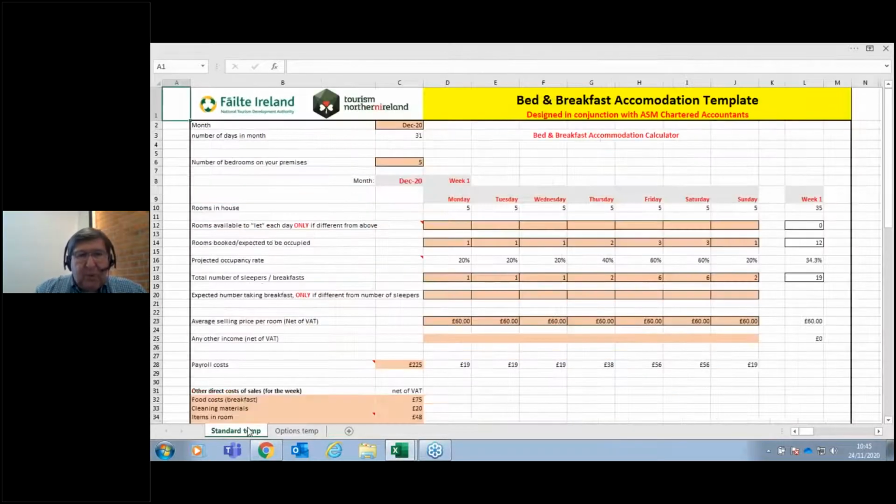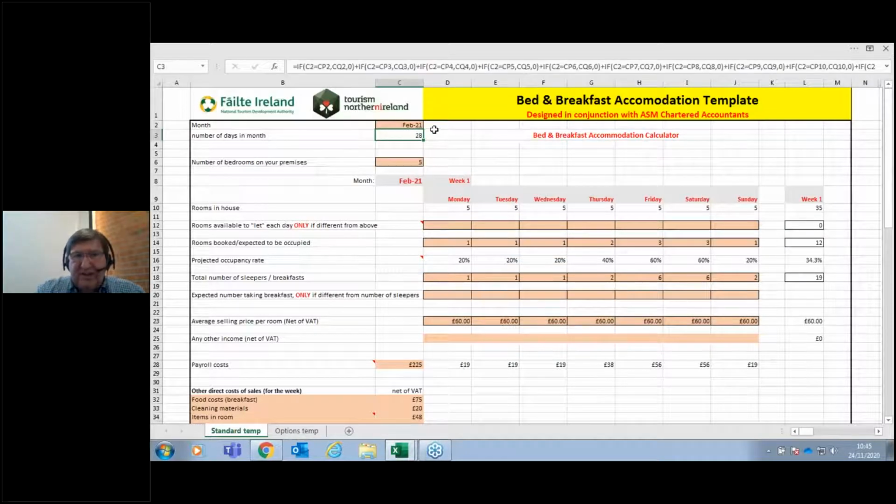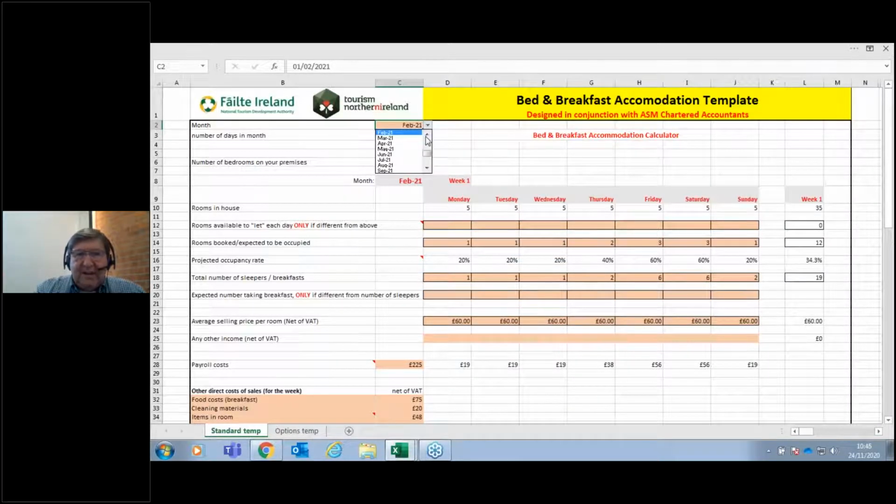So when you open the document, you open the spreadsheet, this is what you'll be presented with, but all the pink boxes will be empty. And again, we choose from the drop-down menu here which month. So if it was for February, for example, you can see that the number of days automatically changes. So if we tell it that in this case, we're looking at December, the number of bedrooms on your premises, in this particular B&B example, I'm assuming there's 5. If they're not all available each day, tell it what is available.